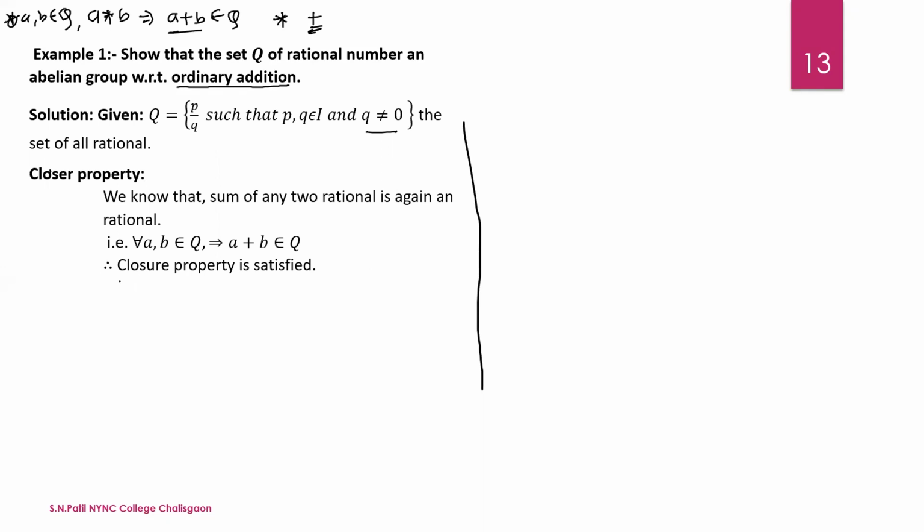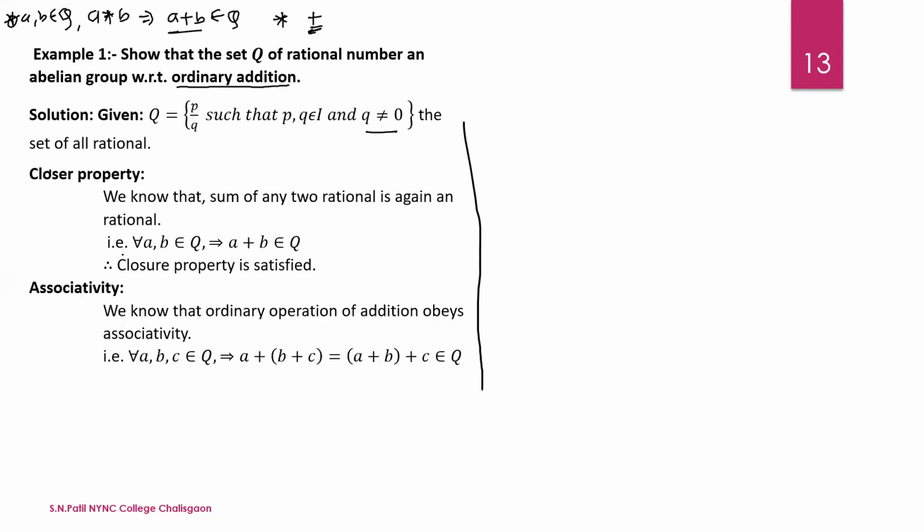Now associativity. We know that the ordinary operation of addition obeys associativity. Take any three elements, then A plus (B plus C) is the same as (A plus B) plus C, and the result is in the set of rational numbers.